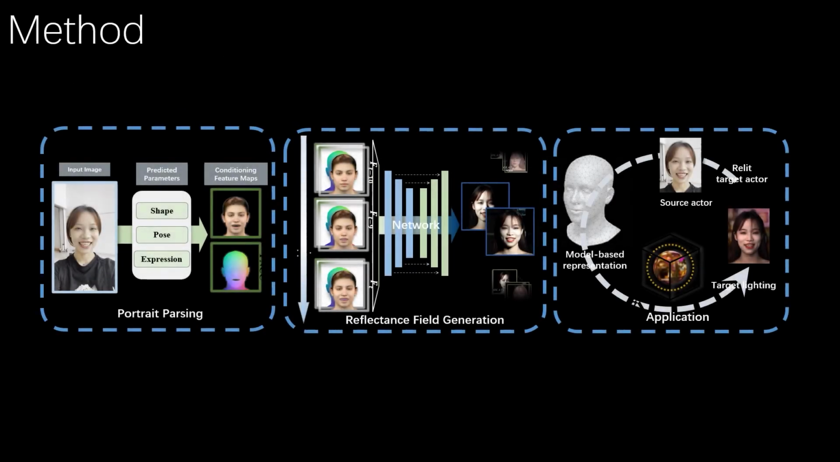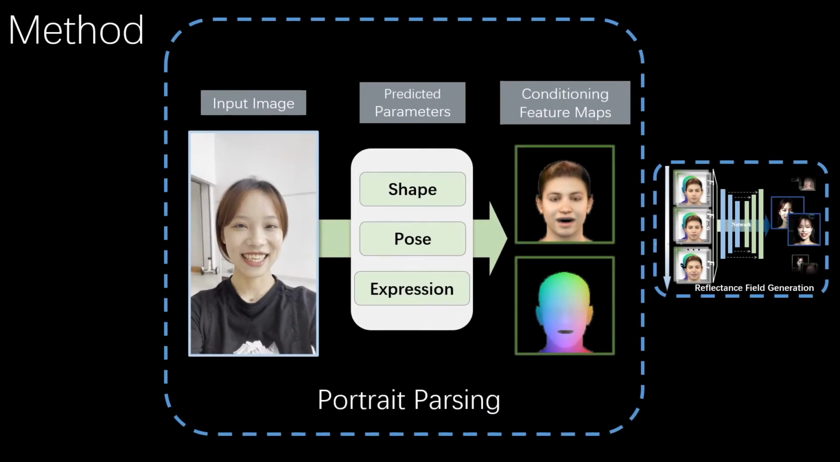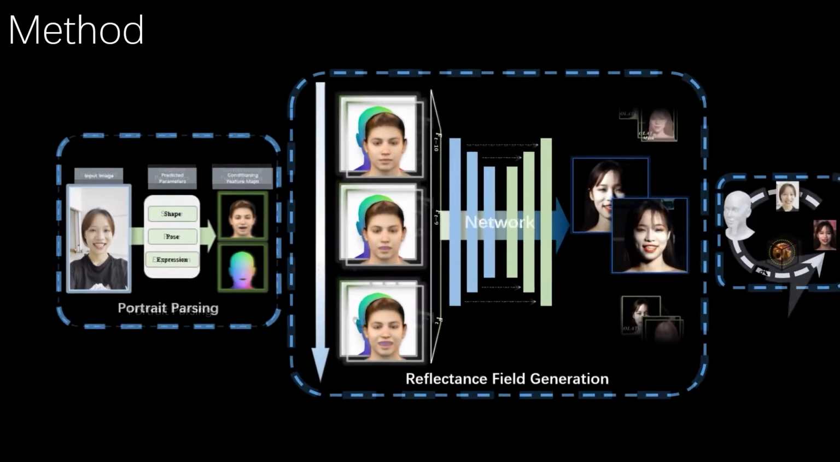We instead present a neural rendering framework to transfer facial expressions with arbitrary backgrounds and lighting conditions. Firstly, our portrait parsing module aims to generate a set of conditioning feature maps consisting of a projected normalized coordinate code map and a rendered face image of a 3D face model.